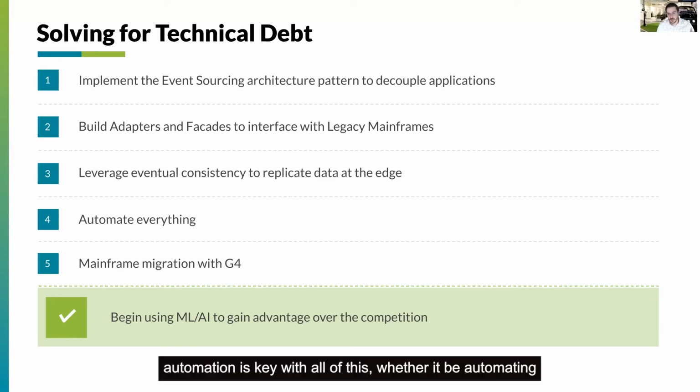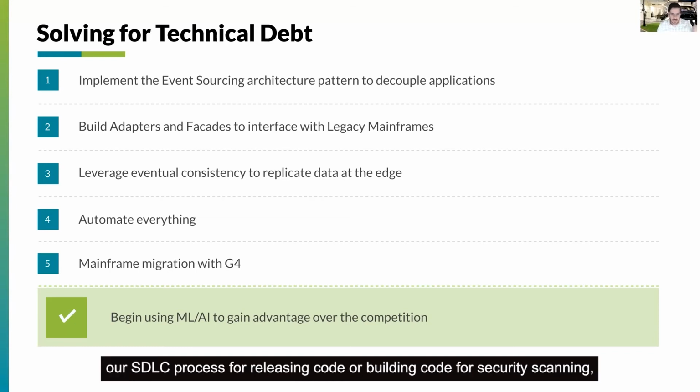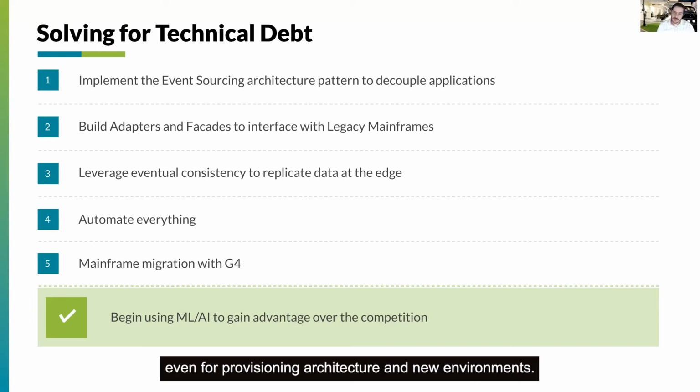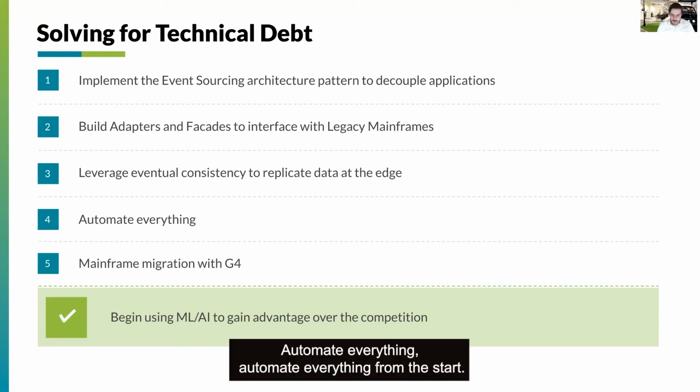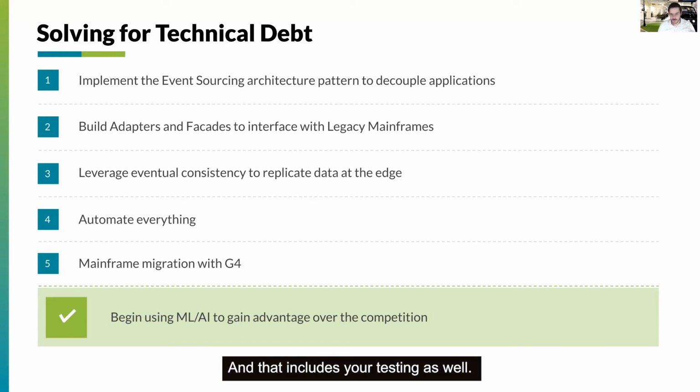Automation is key with all of this, whether it be automating our SDLC process for releasing code, for building code, for security scanning, even for provisioning architecture and new environments. Automate everything from the start, and making that a pillar of the approach is crucial, and that includes your testing as well.